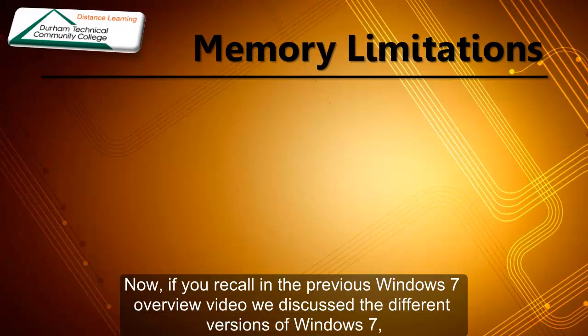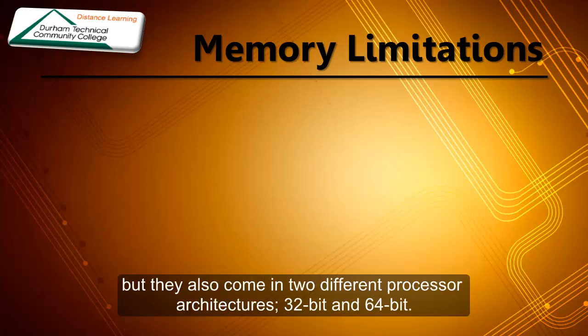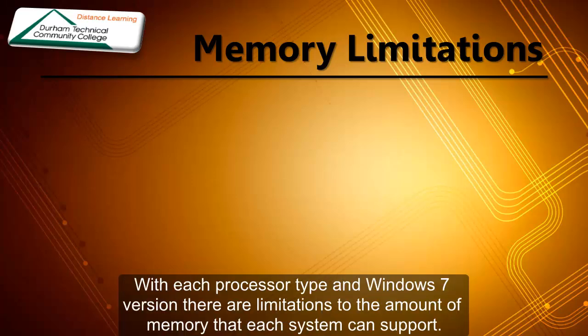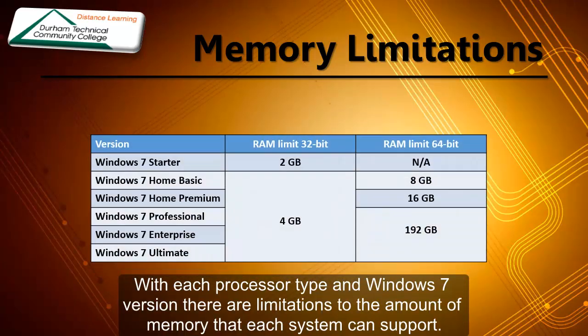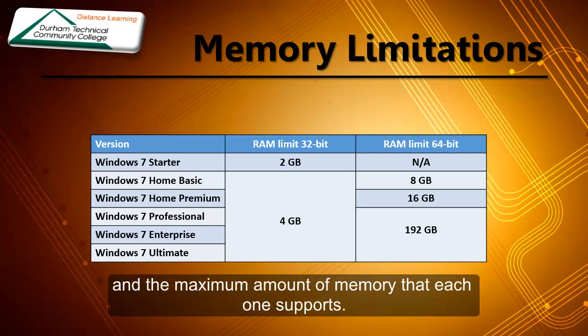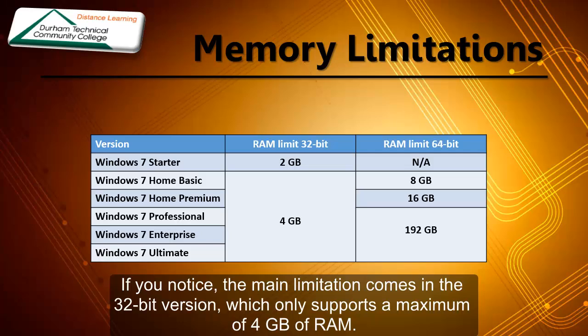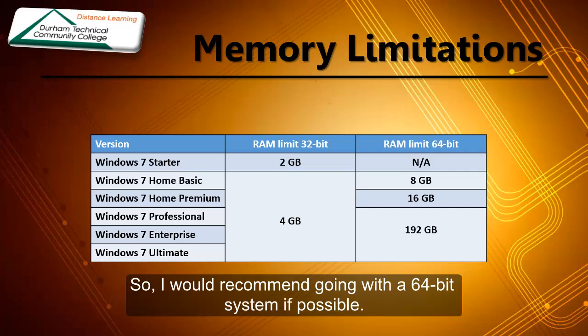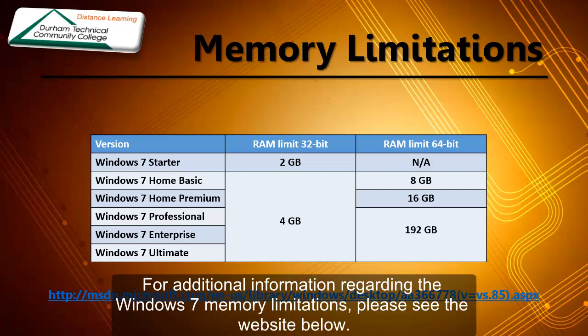Now, if you recall in the previous Windows 7 overview video, we discussed the different versions of Windows 7, but they also come in two different processor architectures, 32-bit and 64-bit. With each processor type and Windows 7 version, there are limitations to the amount of memory that each system can support. I provided the below chart to show a comparison of each type of system and the maximum amount of memory that each one supports. If you notice, the main limitation comes in the 32-bit version, which only supports a maximum of 4 GB of RAM, so I would recommend going with a 64-bit system if possible. For additional information regarding the Windows 7 memory limitations, please see the website below.